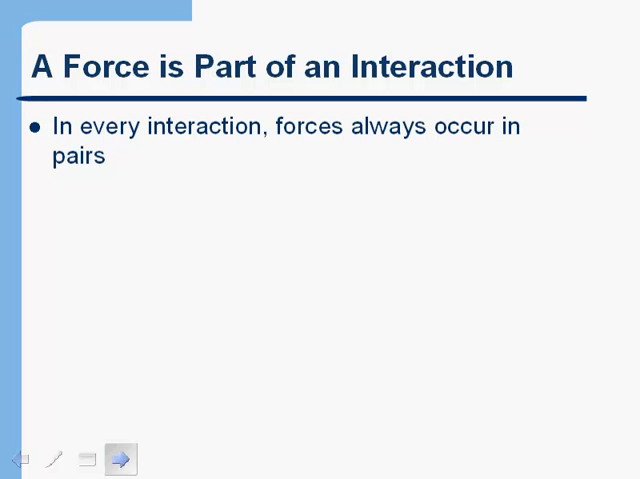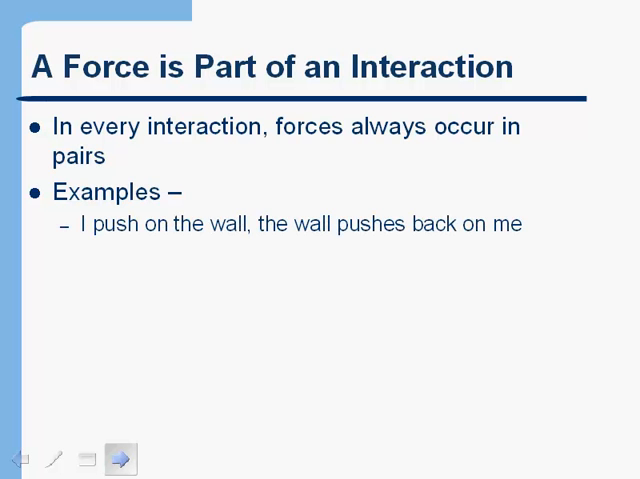The next thing we want to look at is Newton's third law of motion. And in order to understand Newton's third law, the first thing we have to understand is that forces always occur in pairs. If you think about it, you can't exert a force on some other object without that object exerting a force back on you. So for example, I push on the wall, the wall pushes back on me.